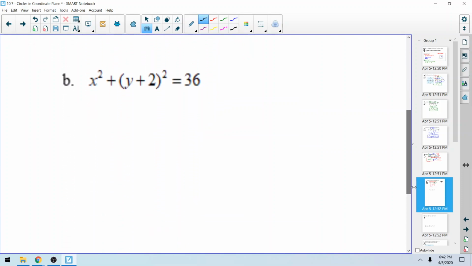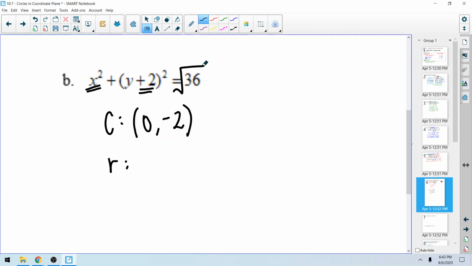Letter B, center, radius. So, center, what's attached to the x? Nothing? That would be 0. +2 means the center is really at 0, -2. And then radius, keep in mind that that's really r squared, so you have to take the square root, and your radius would just be 6.